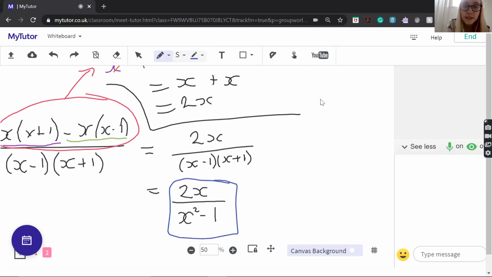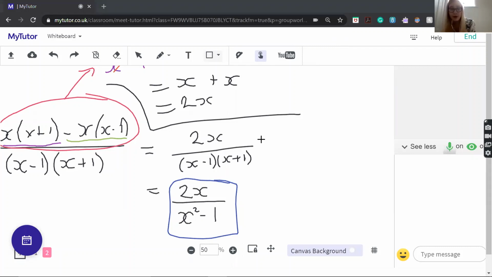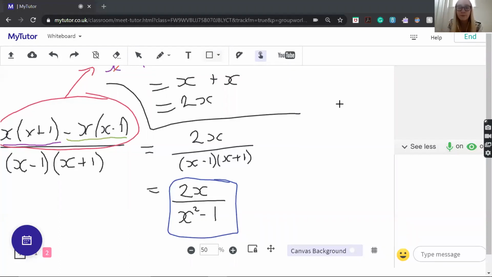This you might have spotted was the difference of two squares. That's why the x cancels out. So hopefully that makes sense. You would probably still get the marks if you left it like this, because I guess it's mostly talking about combining and simplifying the numerator. I can't be 100% sure though.